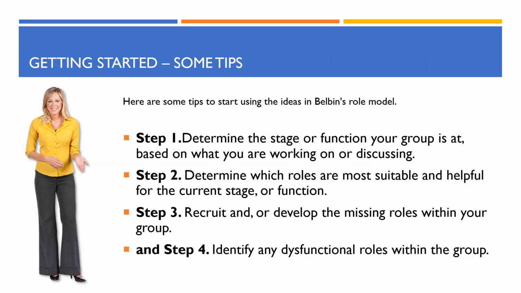Here are some tips to start using the ideas in Belbin's role model. Step 1. Determine the stage or function your group is at, based on what you are working on or discussing. Step 2. Determine which roles are most suitable and helpful for the current stage or function. Step 3. Recruit or develop the missing roles within your group. And Step 4. Identify any dysfunctional roles within the group.